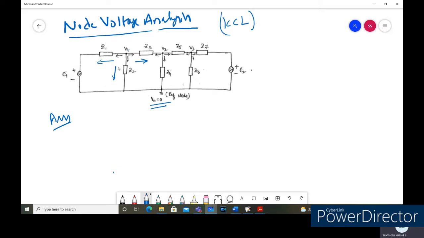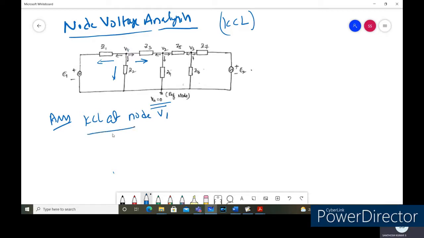So the first assumption is that all the currents at the node are leaving the node. Any current entering the node, we assume with the negative sign, and one of the nodes will be taken as a reference node with zero potential. As per Kirchhoff's current law, the algebraic sum of the currents at the node is equal to 0. So now let us apply the KCL at the node V1.